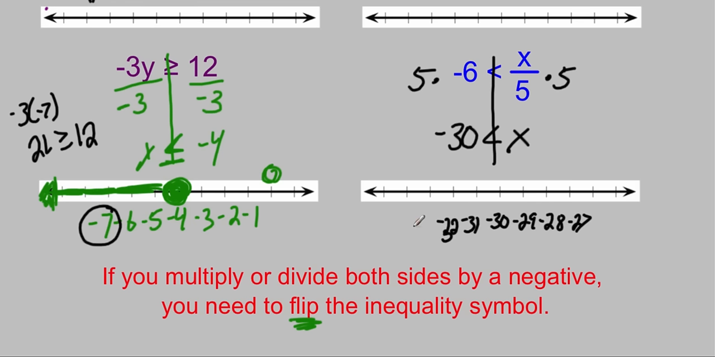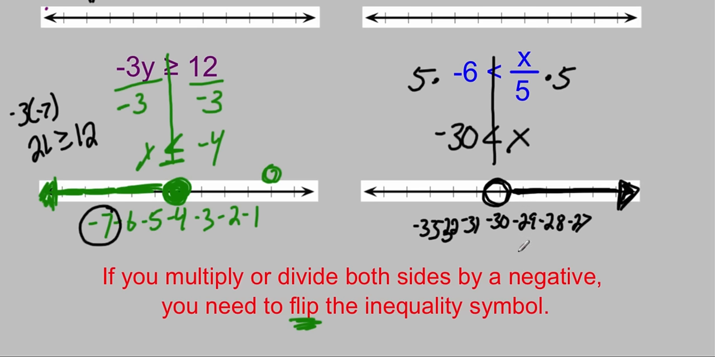Real quick filling in my number line. So let's do negative 35. All right, so we got an open circle because it's less than, but be careful when the x is on the right-hand side. Read it carefully. Negative 30 is less than x, meaning x is greater than negative 30. Meaning I'm going to shade in the right-hand side of my line towards 0. I'm heading up into the positive numbers.